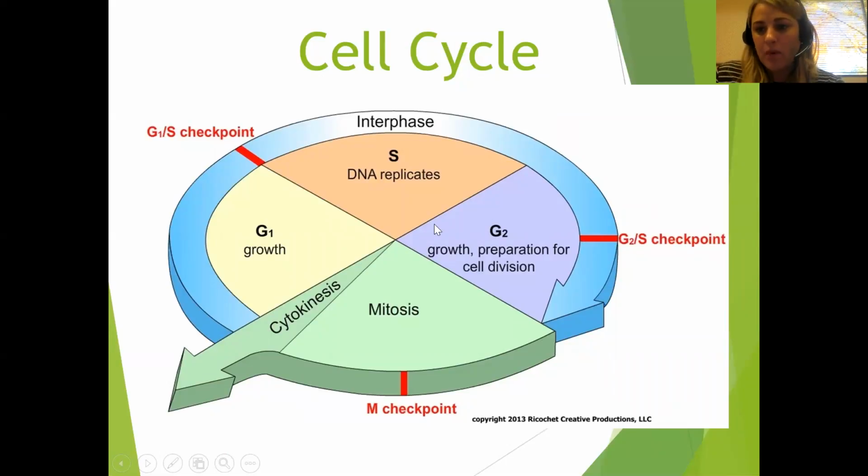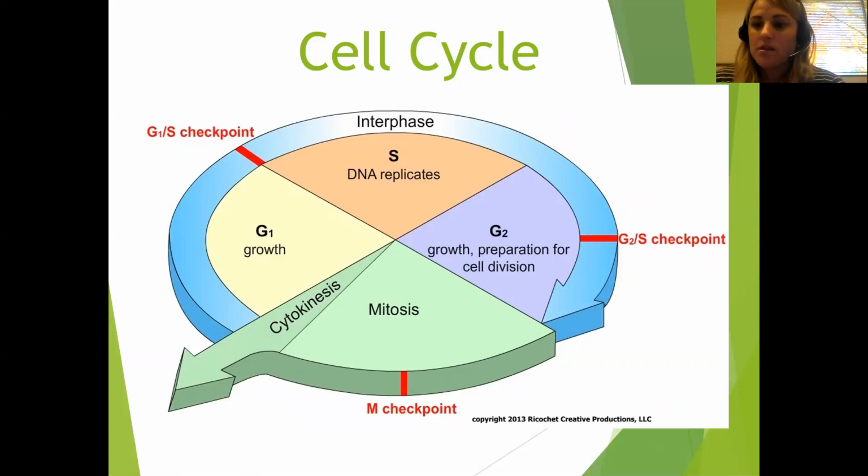Now you can see these little red marks right here. Those are going to be checkpoints. And so at these checkpoints, your cell's just making sure that everything is going okay. If it's not going okay, your cell actually won't continue into the cell cycle. It'll either edit whatever's going wrong, and if it's too detrimental, the cell will actually go through what we call apoptosis, which is cell suicide.